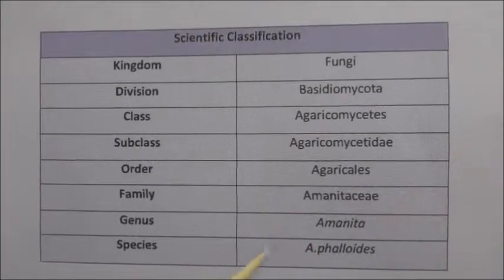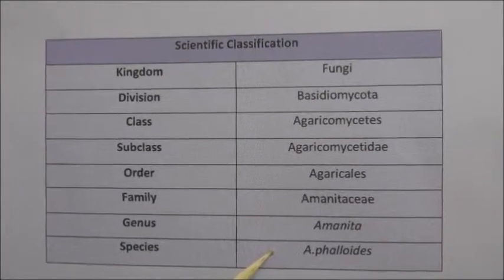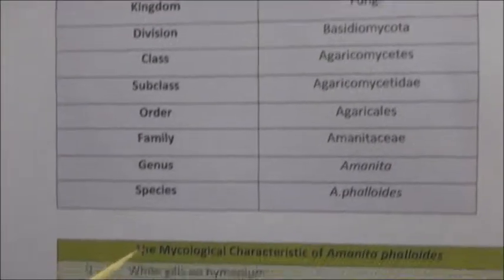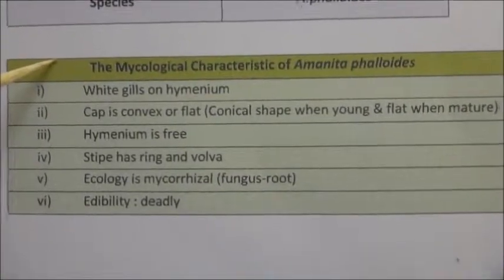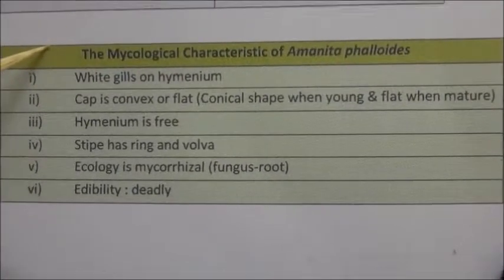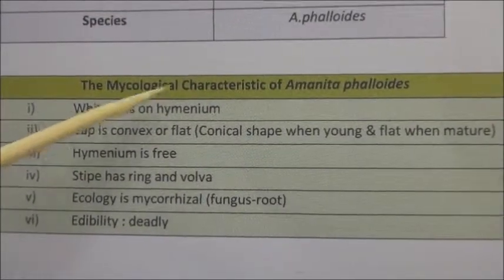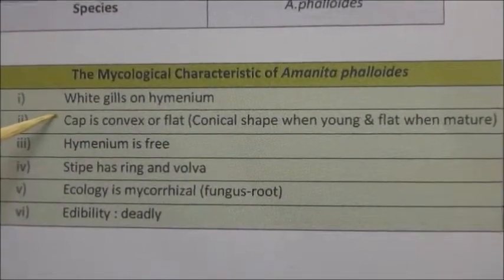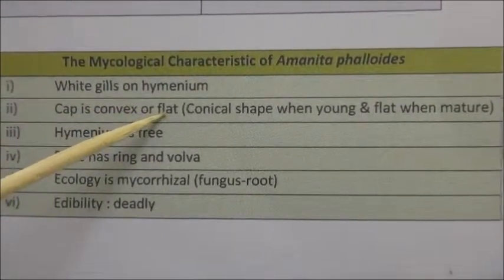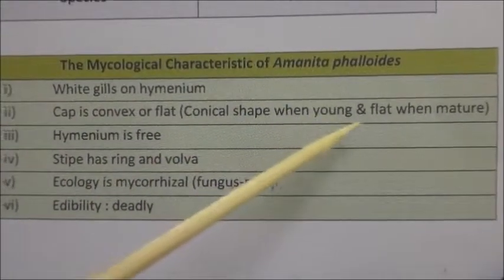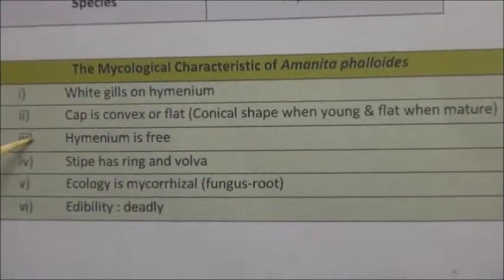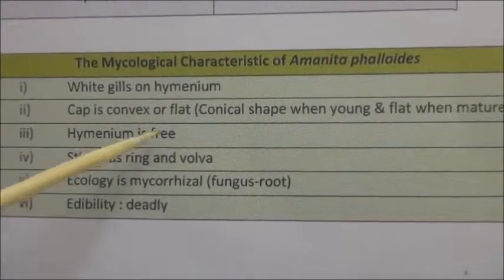How do we know the characteristics or the structure of the Amanita phalloides? Now we will move to the mycological characteristics of Amanita phalloides. First, Amanita phalloides has white gills on the hymenium. Second, the cap of this mushroom is convex or flat, conical in shape when young and flat when matured. The third one, the hymenium of this mushroom is free.